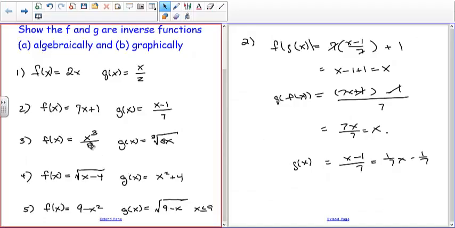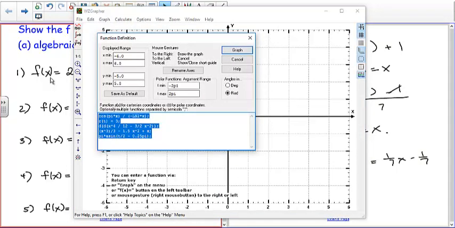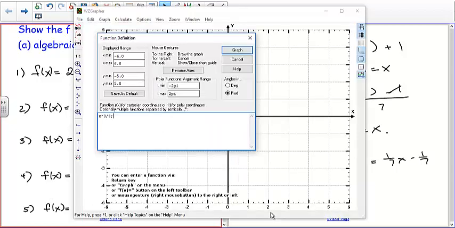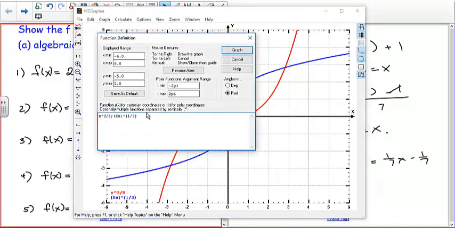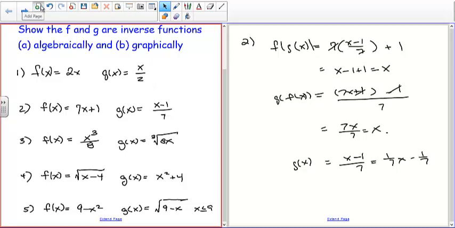So the next function is x cubed over 8. So we have x cubed divided by 8. And the second function is, well, I got to do that analytically, but let's do it. And 8x to the 1/3 power. So that's rewriting it as a fractional exponent instead of as a cube root. And if I graph those two, and I also graph y equals x, you can see how these two functions are symmetric. Okay, so that's graphically.